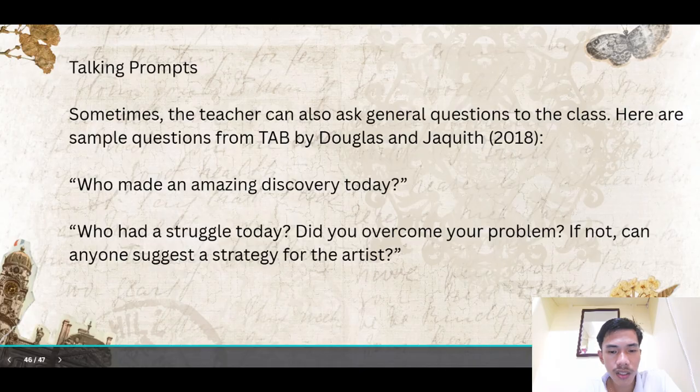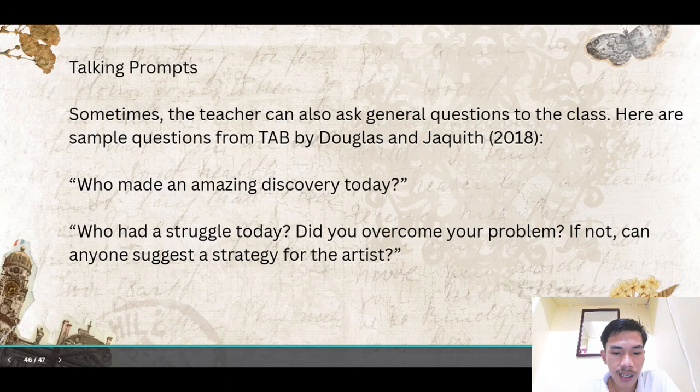So one example is, who made an amazing discovery today? So this lets students share new techniques or ideas they learned while working. Another great question is, so who had a struggle today? Did you overcome it? If not, can anyone suggest a way to help? So this turns challenges into a learning opportunity. So it teaches students to help one another solve problems and see that mistakes are just part of the creative process.